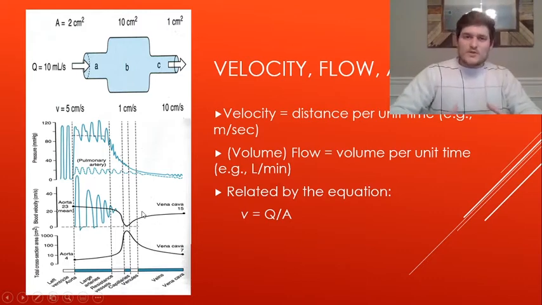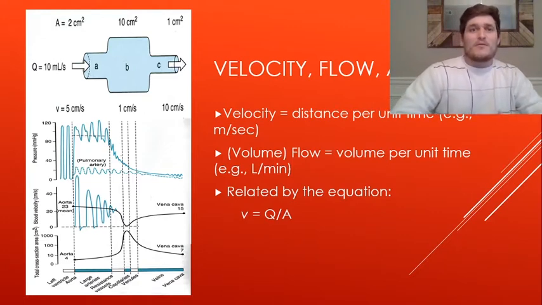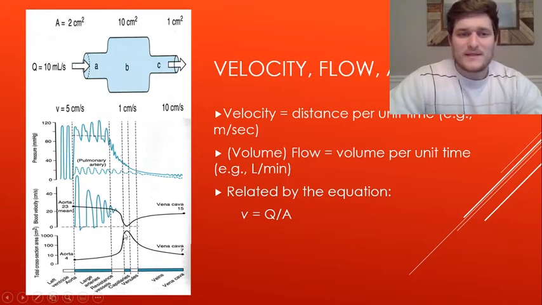So again, just relating all of these things together, velocity is determined not only by the amount of blood, that blood flow, but also by cross-sectional area. And so velocity is going to be highest in the aorta and then lowest in the capillaries.